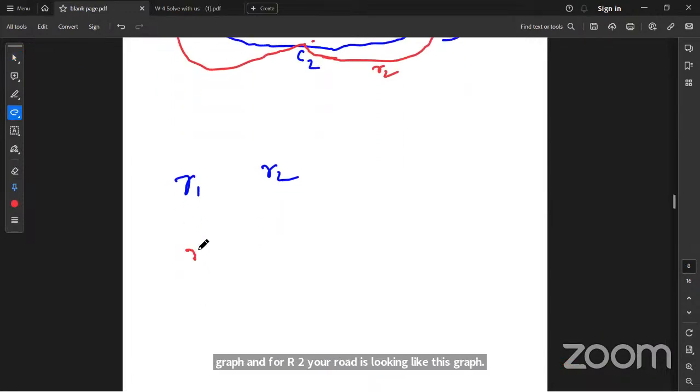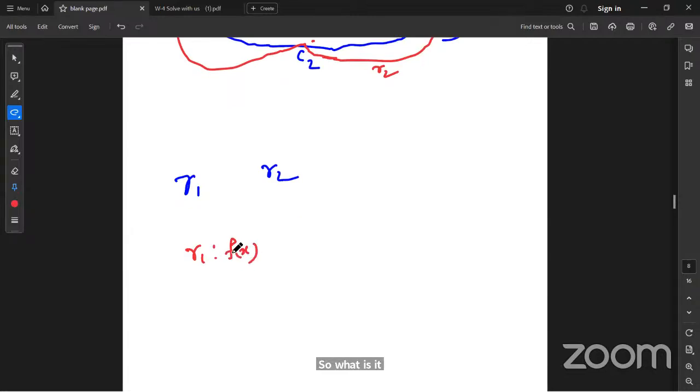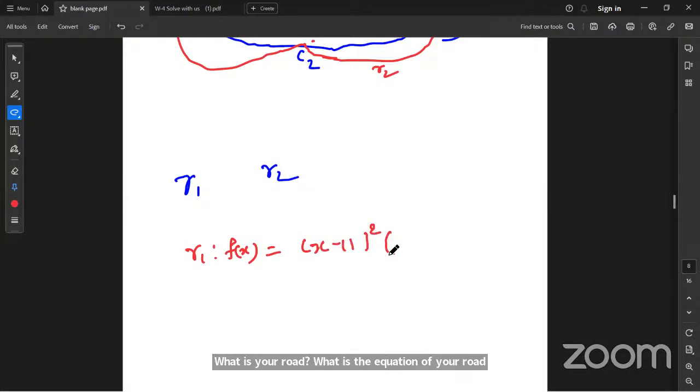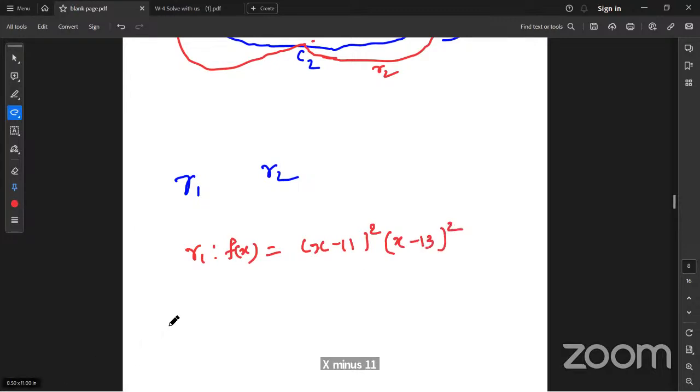So for the R1 case, what is the equation of your road? (x − 11) whole square, (x − 13) whole square, right? Yes, sir. And for R2, what will be g(x)? (x − 11)(x − 13), right? Yes, sir. Okay.